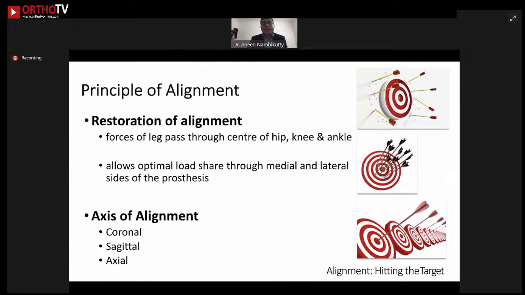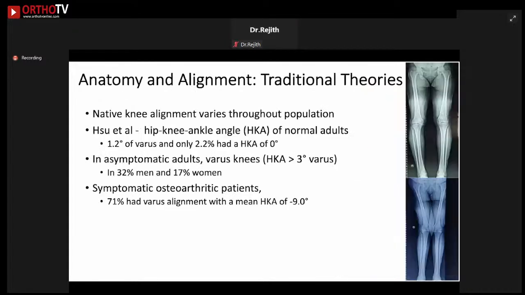So alignment is nothing but hitting the target every time you do it. So what are the axes of alignment? They are the coronal, the sagittal, and the axial.